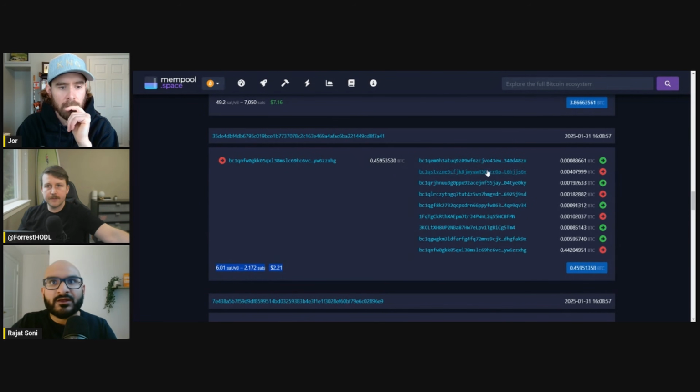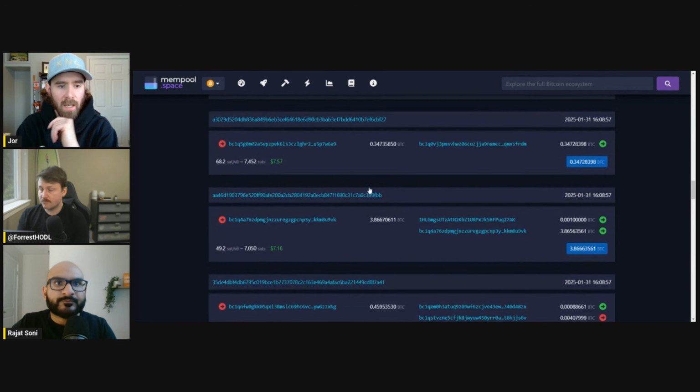So you're paying, how many outputs are there? 10, maybe 22 cents an output. In any other case, you'd be paying a lot more. Yes. Yeah, it's very cheap to batch transactions.